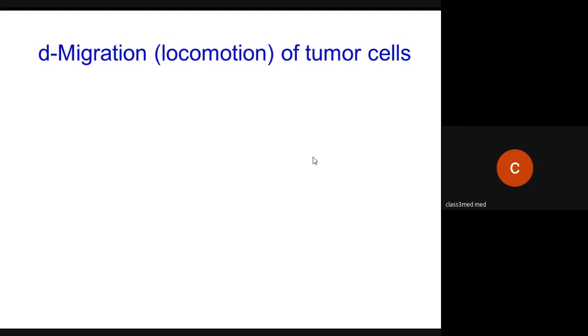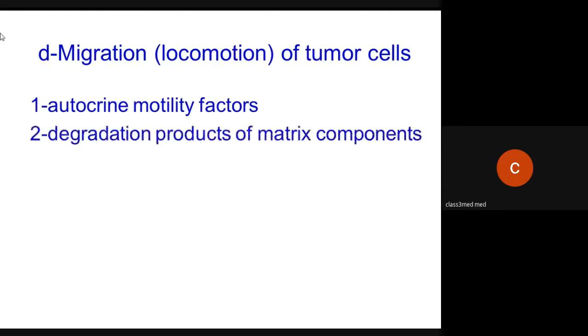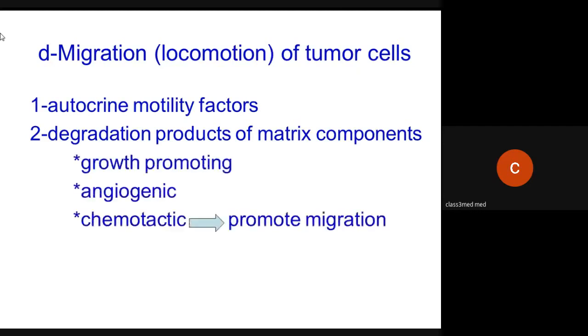Then after degradation of the extracellular matrix, there will be locomotion, moving of the cells through the degraded extracellular matrix. The products of the degradation of the extracellular matrix also have chemotactic promoting activity.